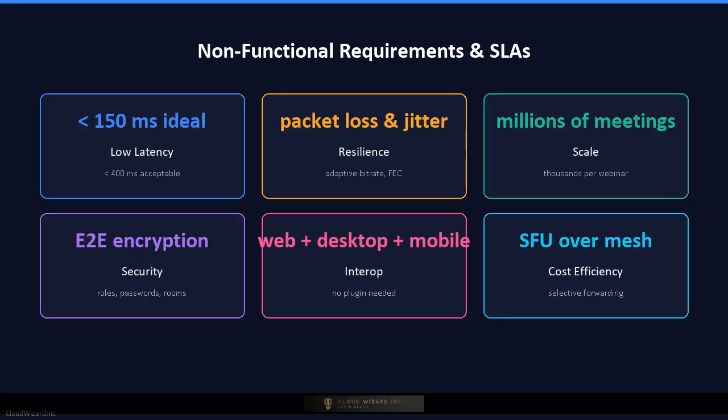Now the non-functional requirements. The system must be low latency. Audio and video should stay within roughly 200 to 400 milliseconds end-to-end, because anything higher makes conversation feel stilted. It must be resilient to packet loss, jitter, and bandwidth changes, using adaptive bitrate, forward error correction, and jitter buffers. It must scale horizontally to support millions of concurrent meetings and thousands of participants in a single large webinar.